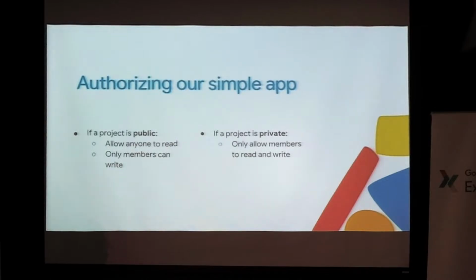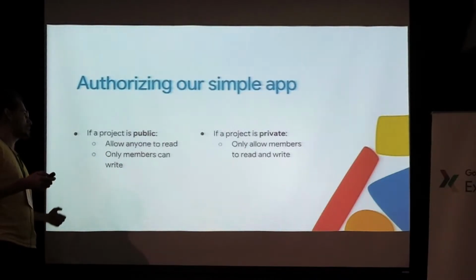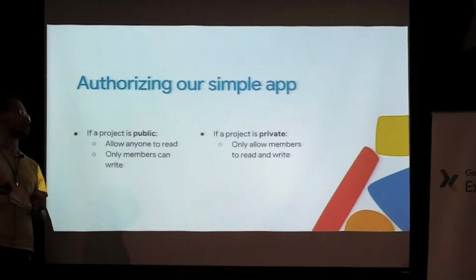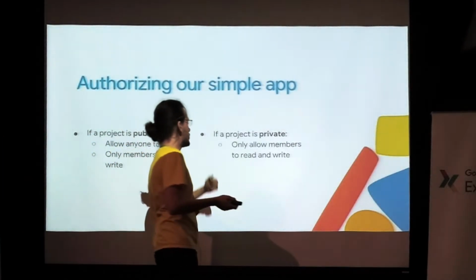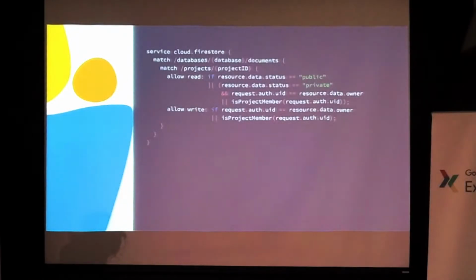If we boil this down to the simplest concept, you can have either public or private data. Public by definition means everyone can read anything. And of course, it's always a good idea to restrict rights to only people who are supposed to. Now, for the private projects, let's assume we only want members to read and write. So, in order to do this, we can use the concept of security rules. Now, this rule does exactly that. It allows read to everyone for a public project.